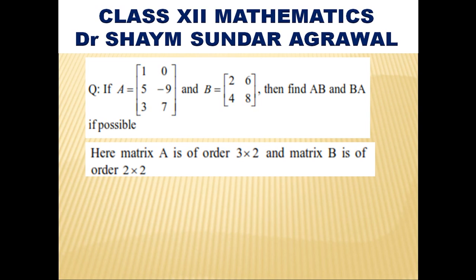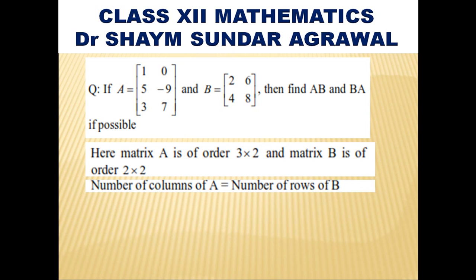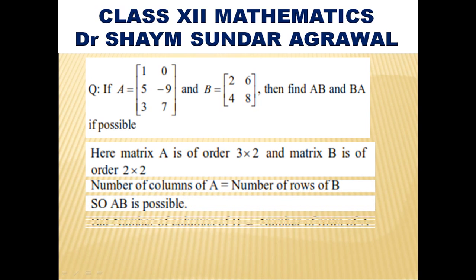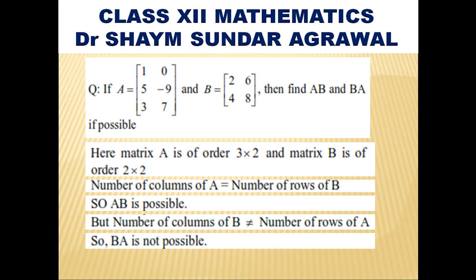And we know matrix multiplication is possible only when the number of columns of the first matrix and the number of rows of the second matrix are the same. So here the number of columns of matrix A is the same as the number of rows of the second matrix B. So AB is possible, but the number of columns of B is not equal to the number of rows of A. So BA is not possible. So in this example we can only find A into B because AB is possible.